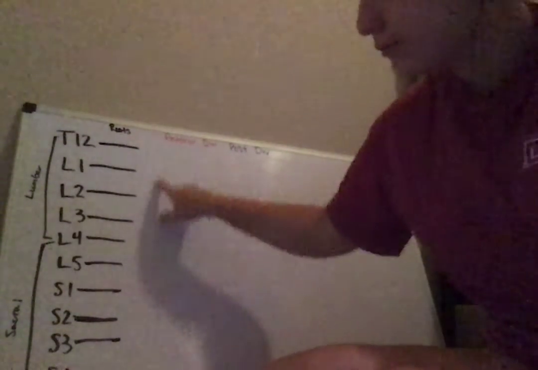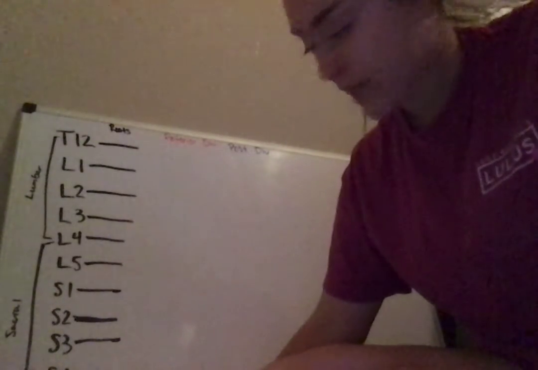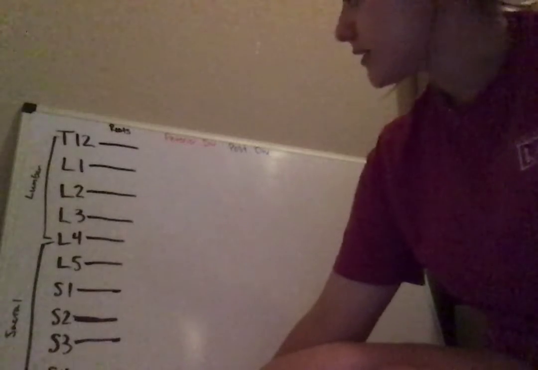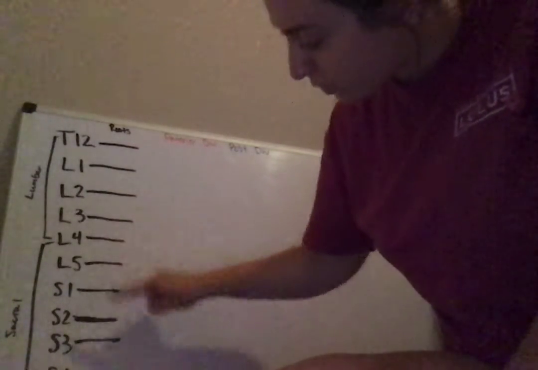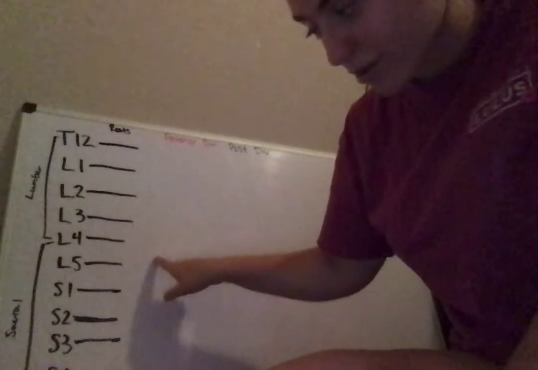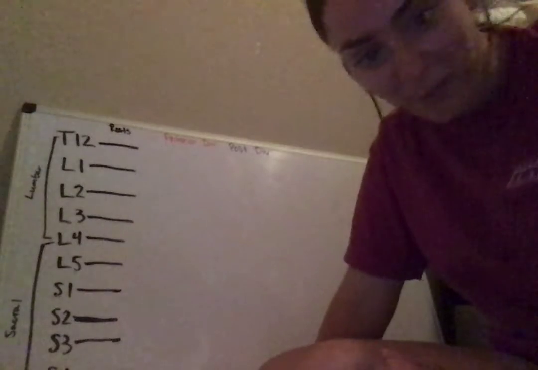So I'm going to be going over the lumbosacral plexus today, and I'm going to be doing it on this little whiteboard I got. As you can see, I have all the roots written out all the way from T12 to coccygeal 1. From T12 to L4 is the lumbar. From L4 to S4 is the sacral. And from S4 to coccygeal 1 is the coccygeal.